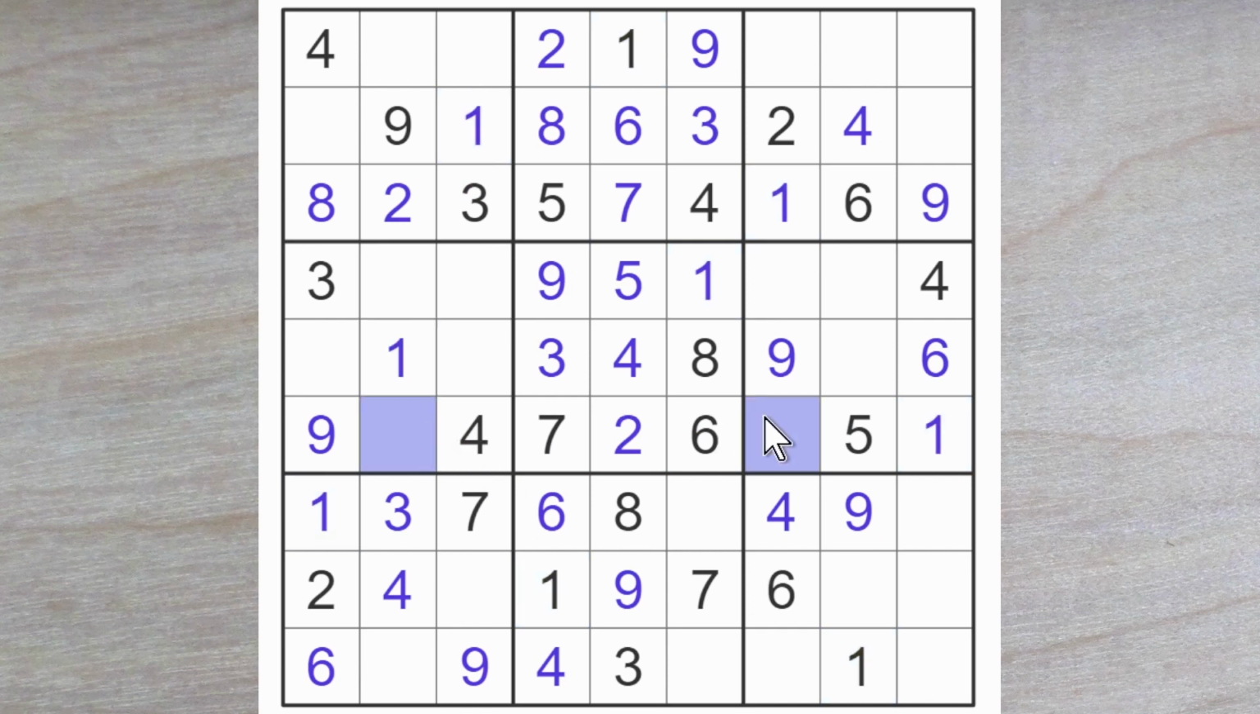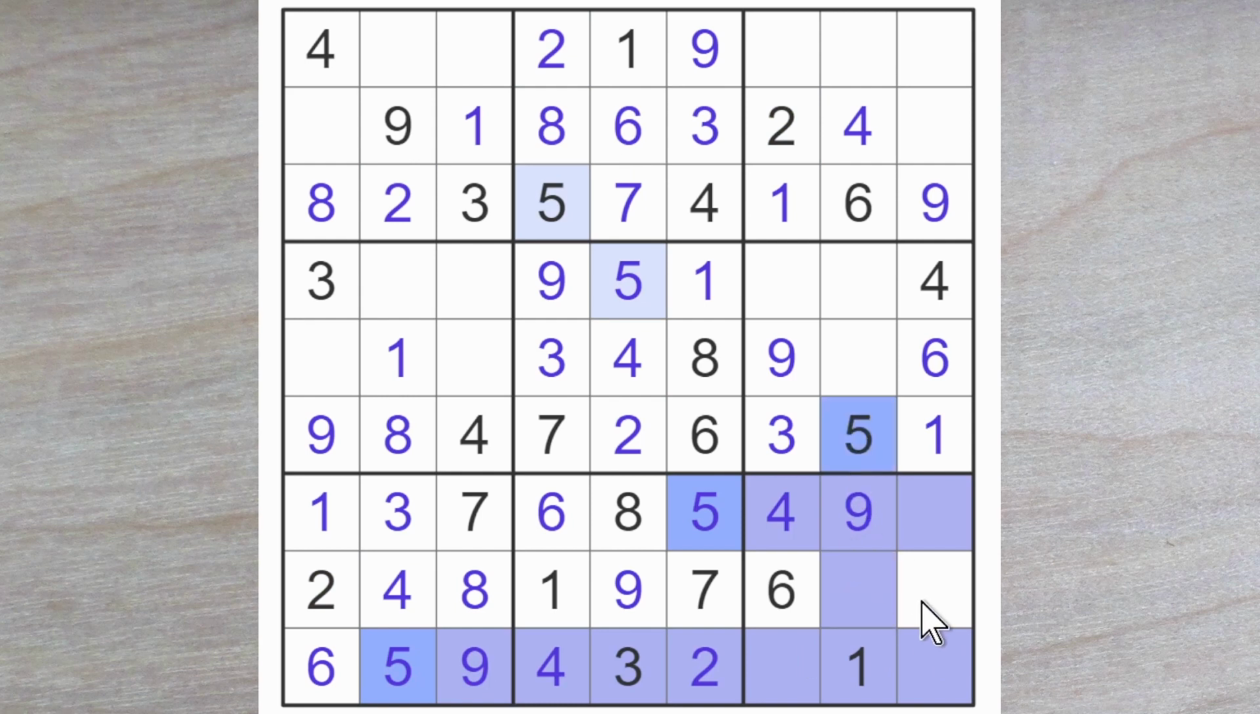A 3 and an 8 for these two squares. A 3 blocks here, so an 8 goes here and the 3 here. This 8 makes this a 5 and this an 8. This therefore cannot be a 5, it must be a 2, and this must be a 5. Blocking over, blocking down, 5 goes here. The last square here must be a 2.